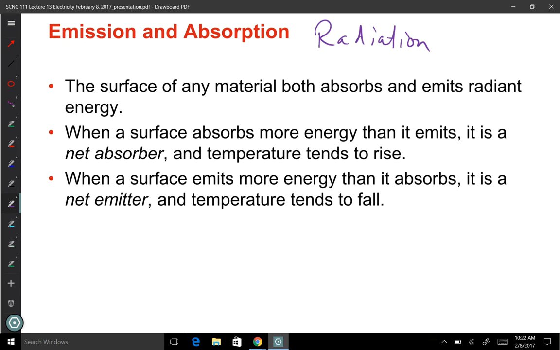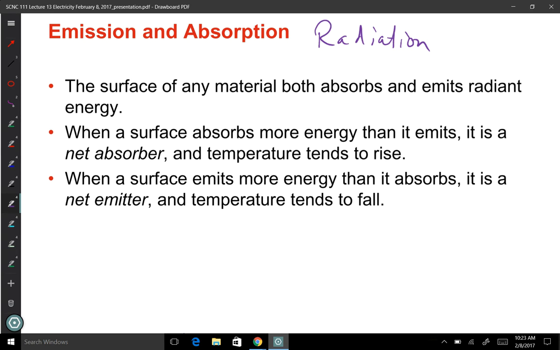You can also emit radiation and cool down. If you have something that's really hot and you bring your hand close to it, you feel that heat coming off of it. It left that object. So things can both heat and cool by radiation.